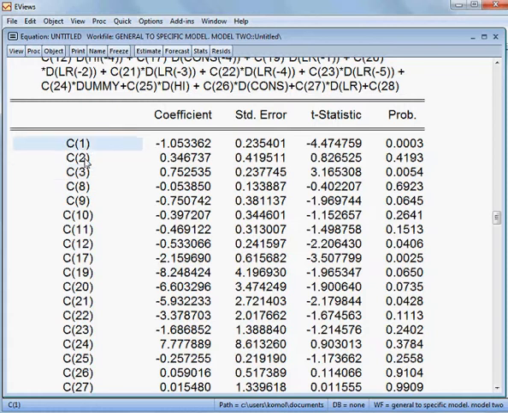And C1, C2, C3, these are actually the long run coefficients. This talks about the long run, not the short run.